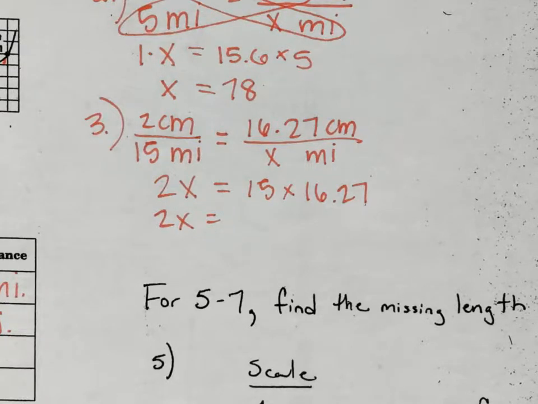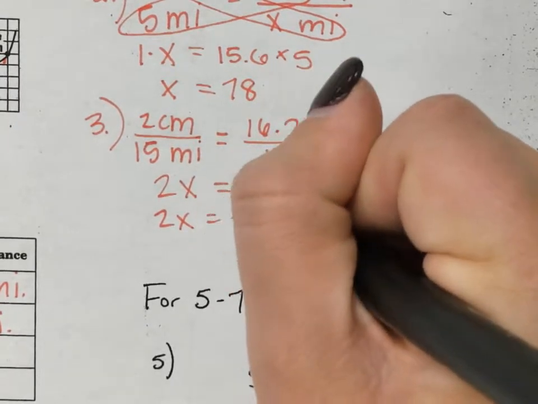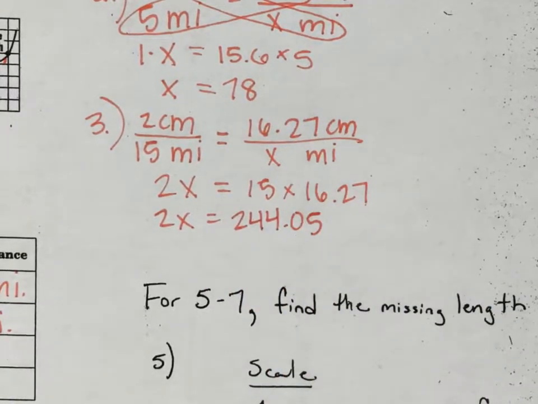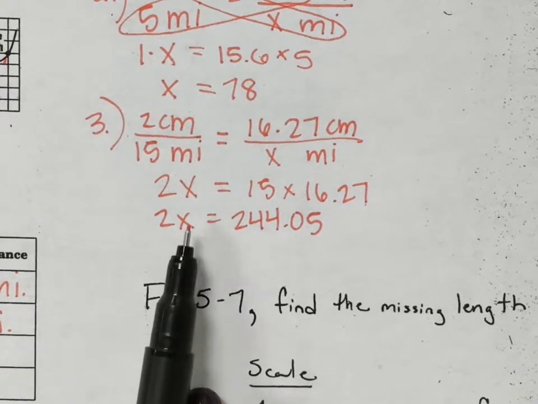What did I get, Tyler Gray? 244.05. Okay. So now I have 2x equals 244.05. So how do I solve for x? This is an equation now, right? So how do I solve for x?